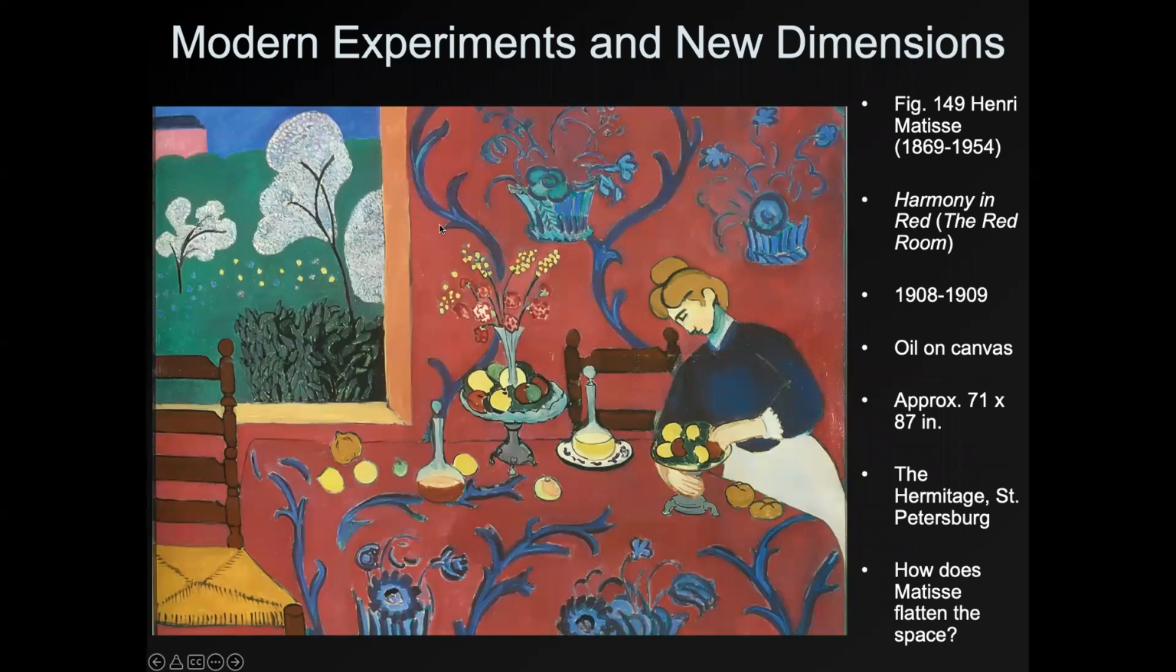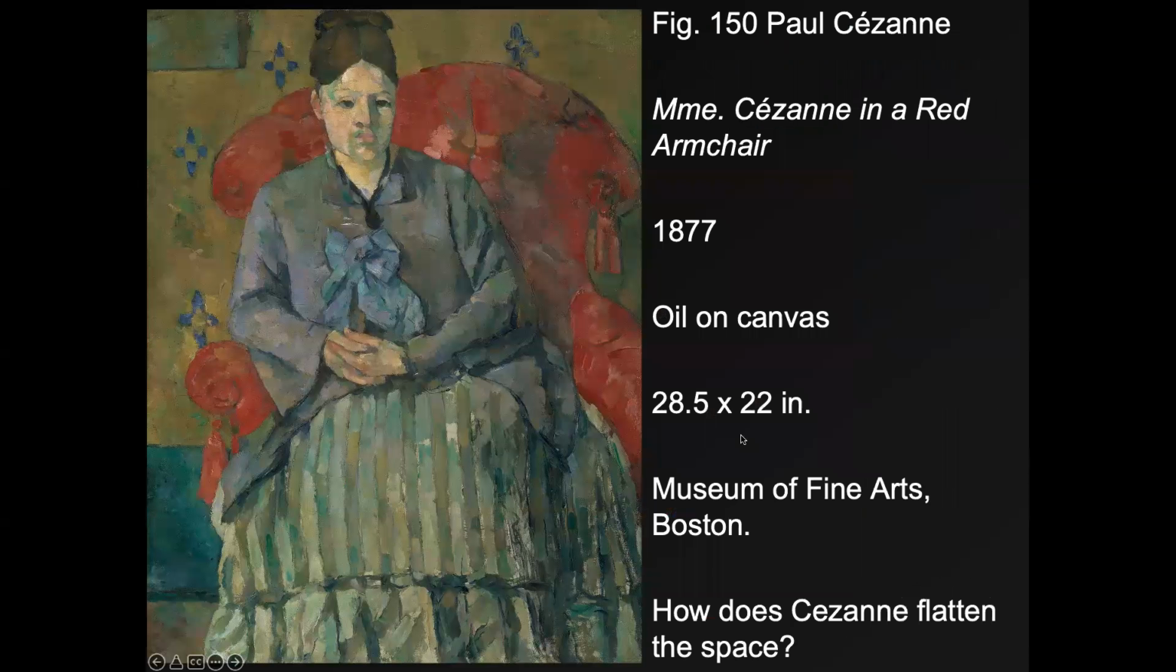So the modern experiments in new dimensions, these are ones that maybe I'm going to do for our discussions. I'll just show you these images and then we'll discuss it in one of our sessions. So in this one, try to figure out, this is 3D, right? But is it? It doesn't look 3D sometimes. So try to think about what Matisse does in this picture to make things look kind of flat. And you can do the same in this picture. And you can try to think about how Cezanne flattened the space.